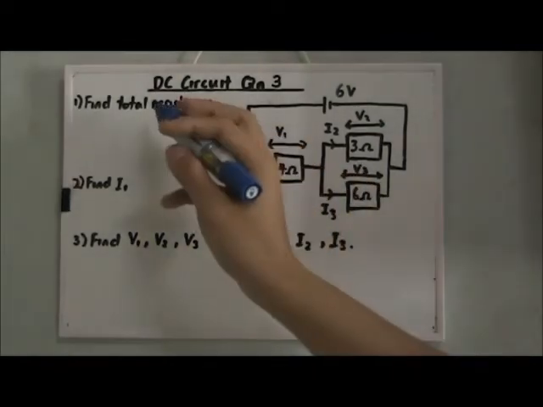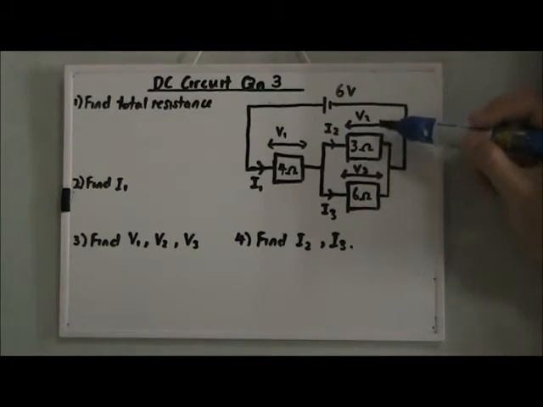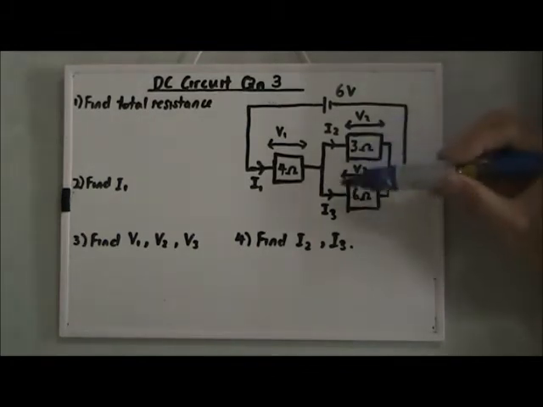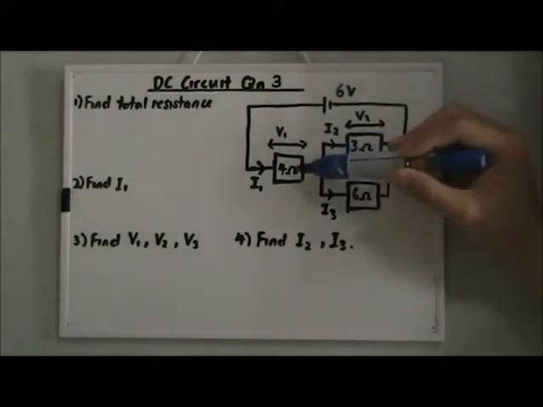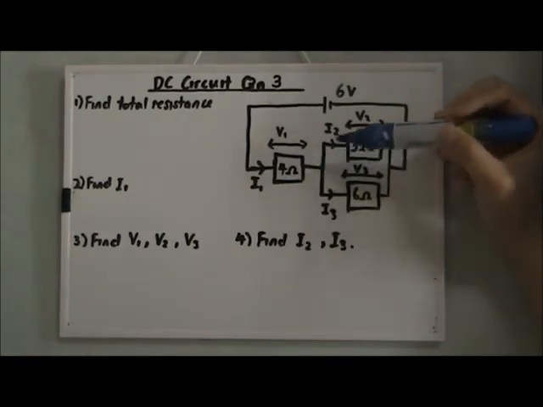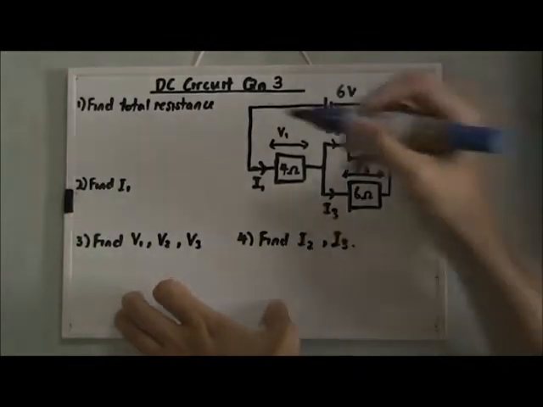First question, we need to find the total resistance. To find the total resistance, we have to find the combined resistance of this parallel branch using the formula 1 over RT is equal to 1 over R1 plus 1 over R2. Then after that we have to add it to the 4 ohm resistor because they are in series. So now let's find the combined resistance of this parallel branch first.